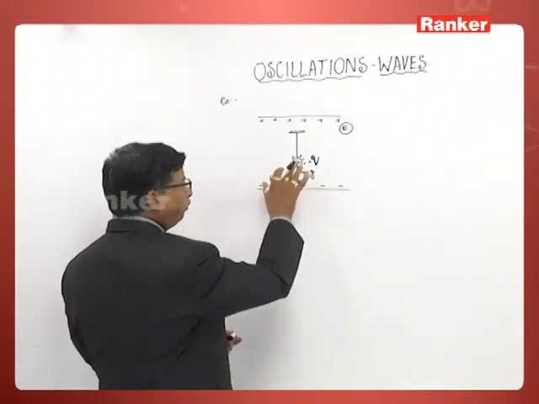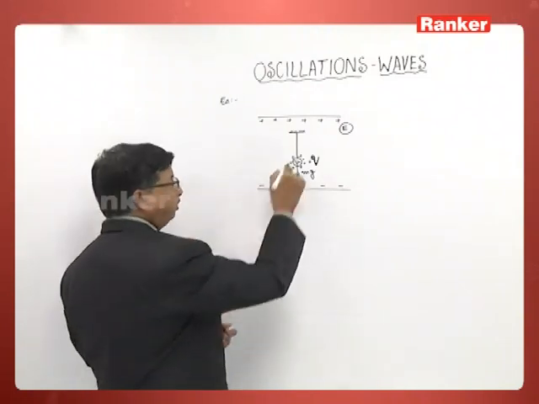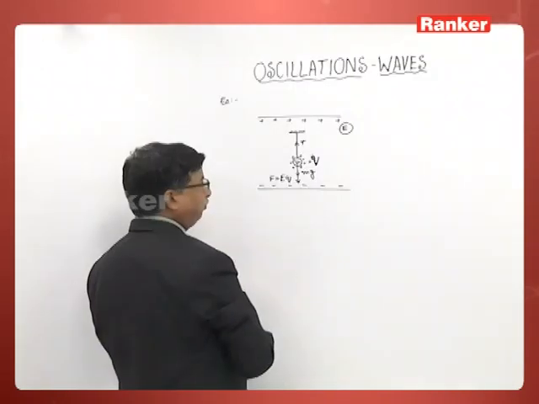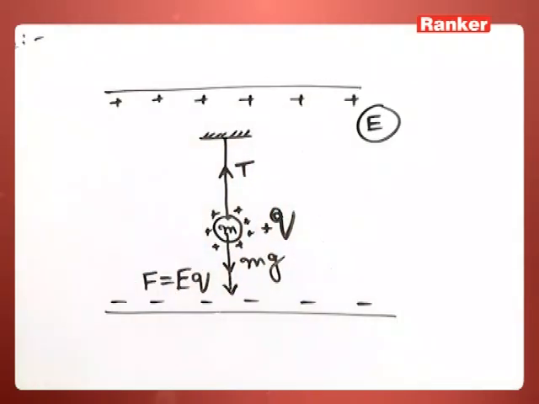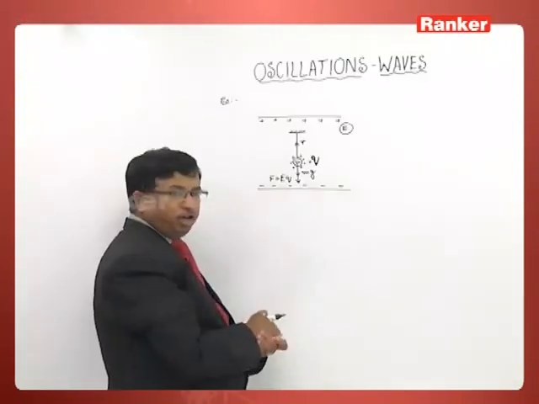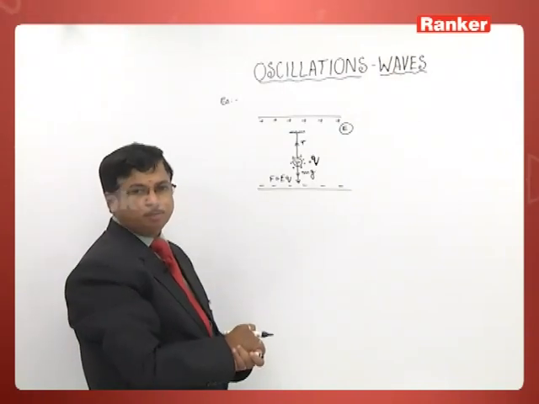So, how many forces are acting on this bob in the downward direction, and how many forces are acting on the bob in the upward direction? There will be tension acting upward and two forces, one is mg and one is EQ, both acting downward.